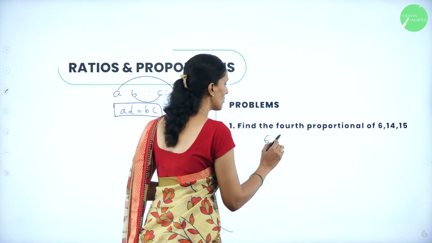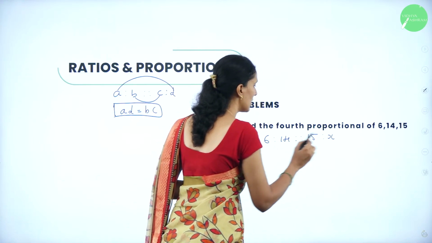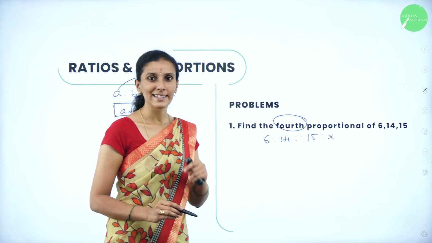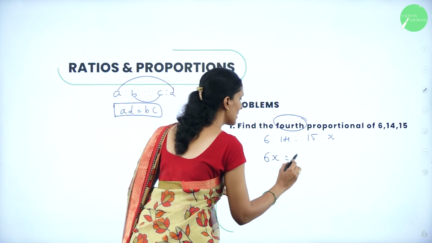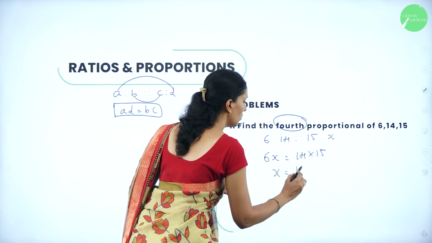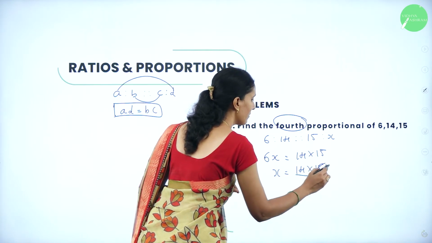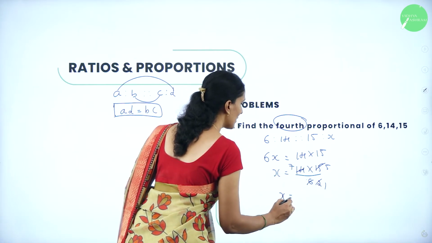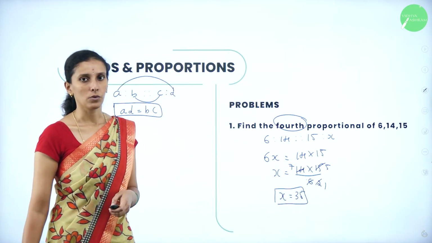So 6 is to 14 proportional to 15 is to x. Since I have to find the fourth proportional, I am taking the fourth value as x. Now what is the product of extremes? 6 into x is equal to 14 into 15. So x is equal to 14 into 15 divided by 6. 3 fives are 15, 3 twos are 6, 2 ones are 2, 2 sevens are 14. Therefore x is equal to 35. So this is the value of the fourth proportional.